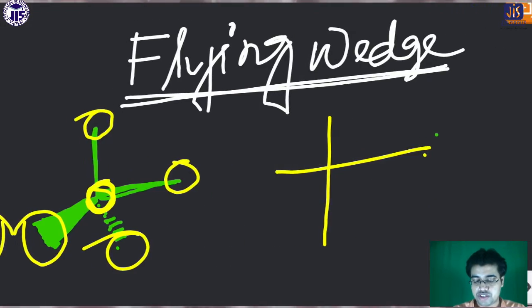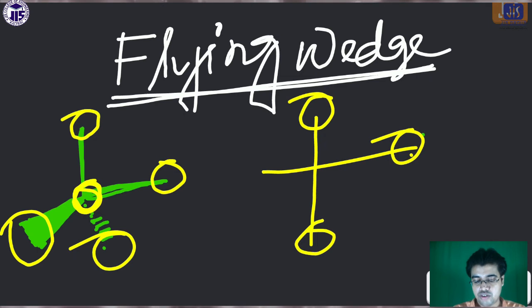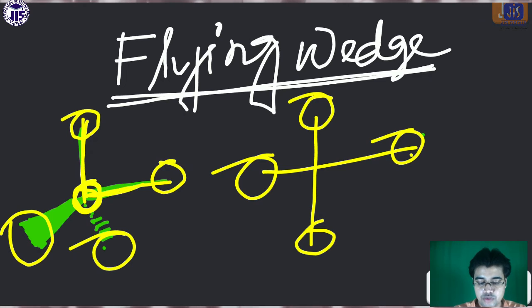Look here, in the Fischer projection, the 4 groups are on the line. But in the case of the flying wedge, the 4 groups are not on the plane: 2 groups are in the plane, and of the other 2 groups, one will be above the plane and another below the plane. Okay, so we have to keep this in mind. This is the difference between Fischer and the flying wedge.